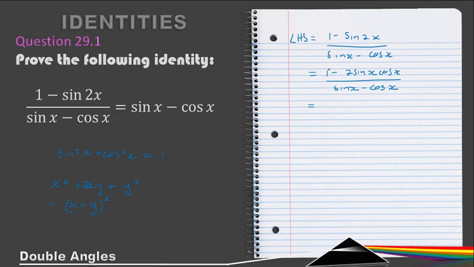When I replace it, I'm going to put my sine squared x in front of this term, and my cos squared x at the back of that term. So it's going to be sine squared x minus 2 sine x cos x, and then plus cos squared x, right, over sine x minus cos x.